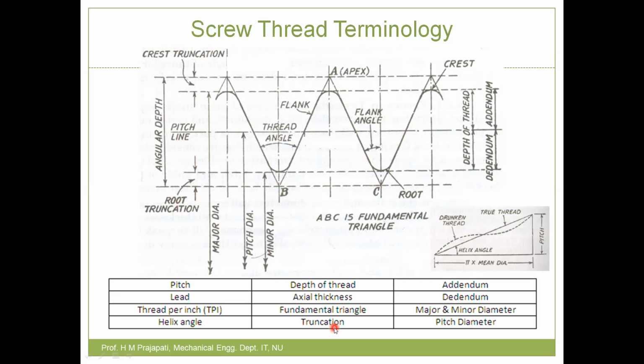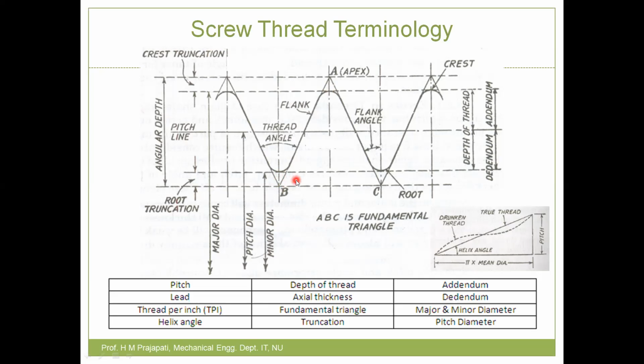Now next is truncation. What is truncation? If you look here, if we follow ABC, then it's a pure triangular thread. But for good operation or noise-free operation, it is written root truncation. It means that instead of the sharp corner, instead of this apex, we are curving this end. The distance from the apex to the crest, or from this apex to the root, is what is called truncation.